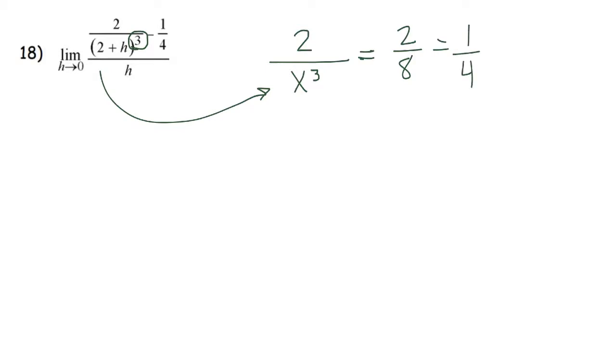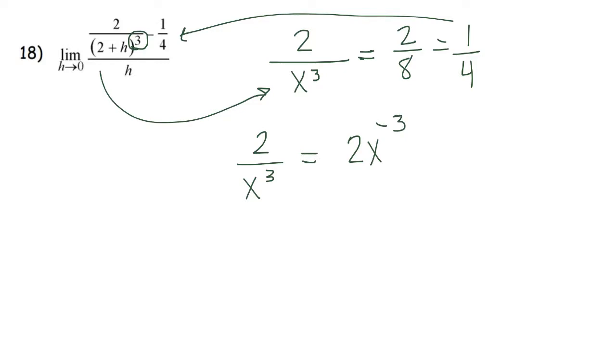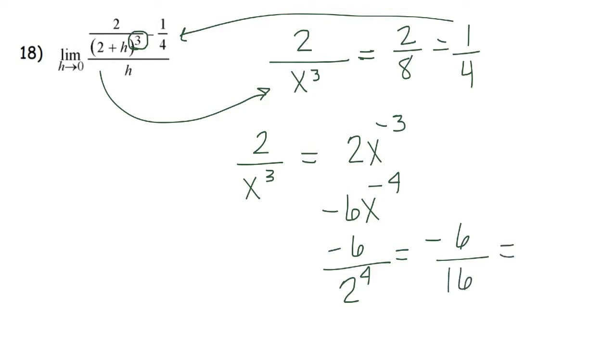Hey, there's my f at c value. It's right there. So my function in question is 2/x cubed. And so I need to rewrite that. That's 2x to the negative 3. And if I do the derivative, that's going to be negative 6x to the negative 4. Now don't forget, we need to evaluate this at, what was the value? Maybe 2. So negative 6 over 2 to the 4th. 2 to the 4th is 16. And so let's see, negative 3 over 8.